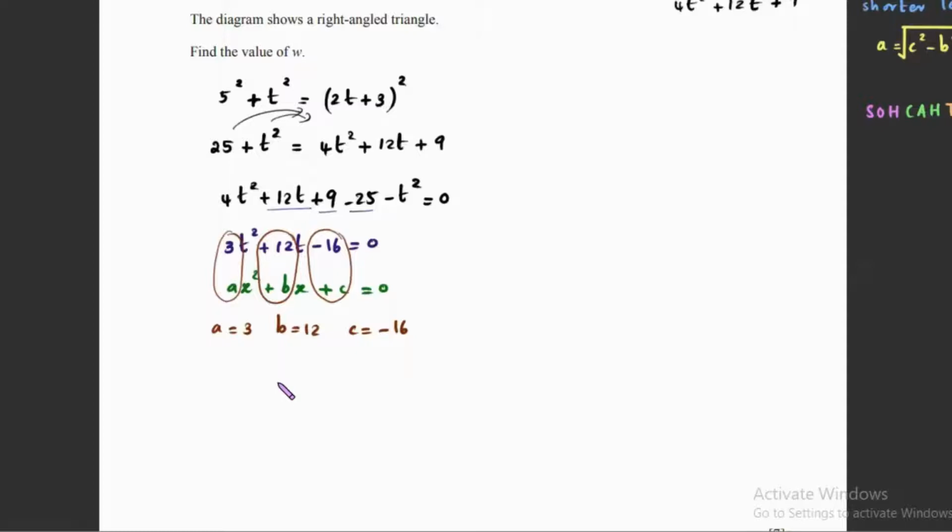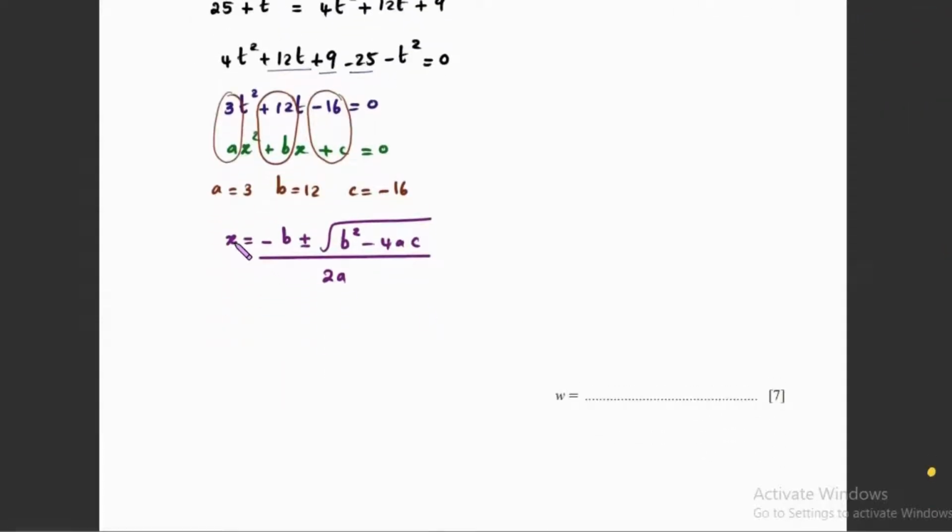So I'm going to use the quadratic formula. The quadratic formula will be given at the beginning. The quadratic formula is x is equal to minus b plus minus the square root of b squared minus 4ac, over 2a. Now I'm going to substitute the values of a, b, and c that we have here into this quadratic formula to find what x is.